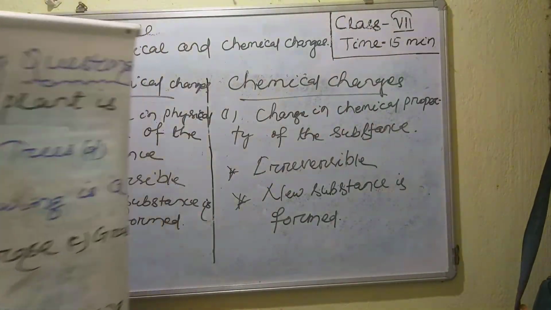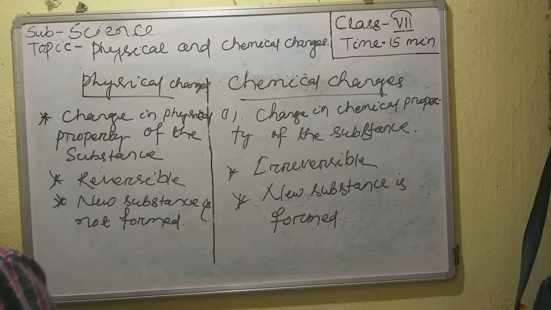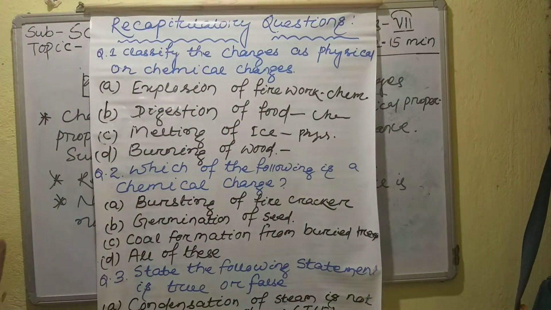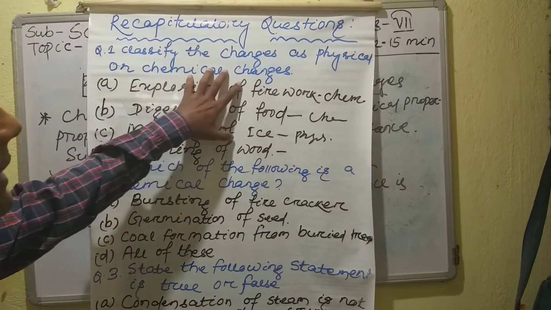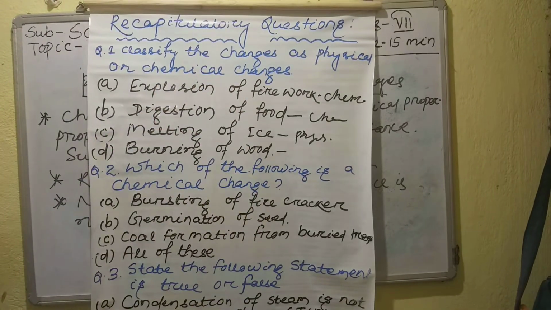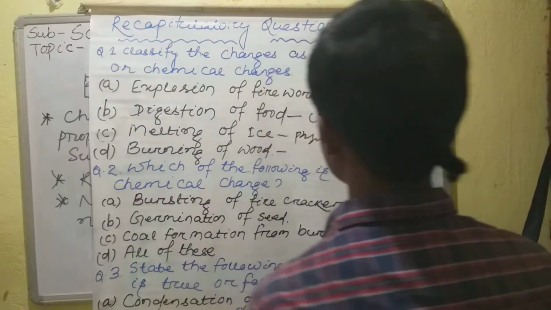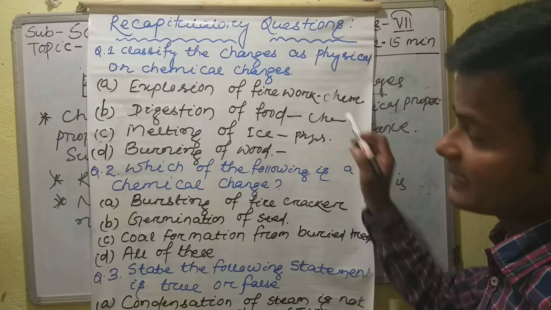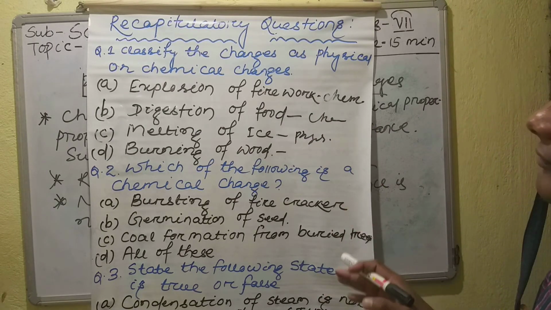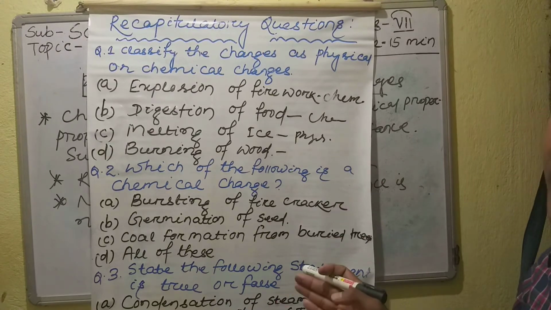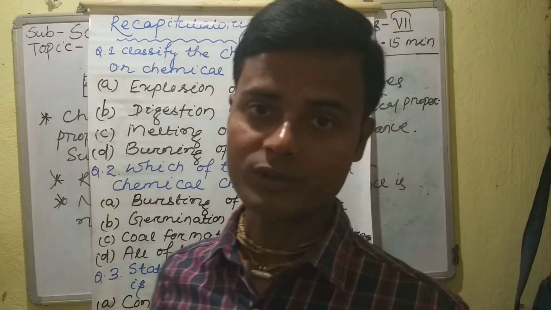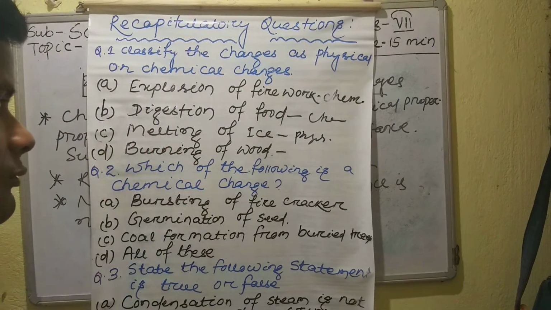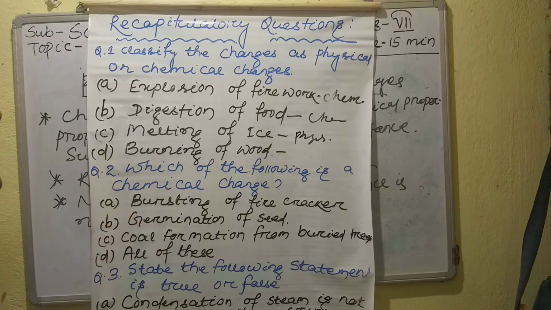Let us do different questions for your understanding, right? This is the variety of questions. First one: classify the changes as physical or chemical changes. First one is the explosion of a firework. Is this physical or chemical change? It is a chemical change. Explosion of a firework, we cannot get the original substance again. Digestion of food: every day we eat food, we cannot get food again from our body. When it goes out as stool, we cannot get it again.